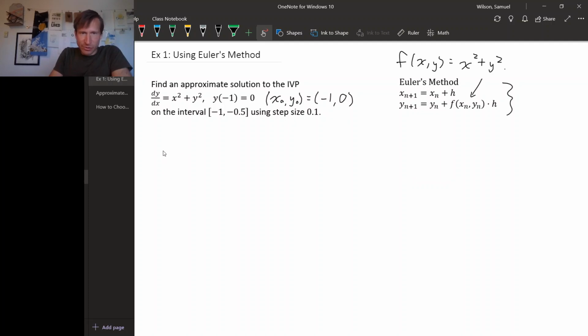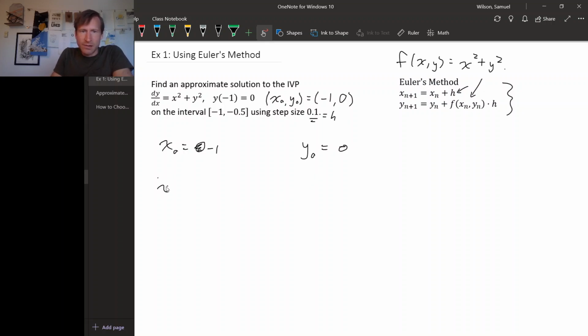Okay, so let's put our x's in this column and our y's in this column. I have those backwards. x sub 0 is minus 1, and y sub 0 is 0. There we go. Now, in Euler's method, to get from one x value to the next, you just add the step size. And for us, the step size is 1/10. So that's h right there.